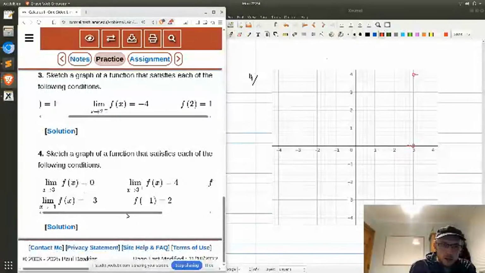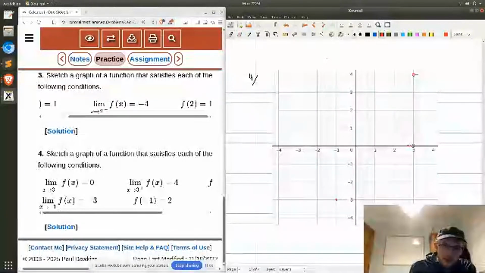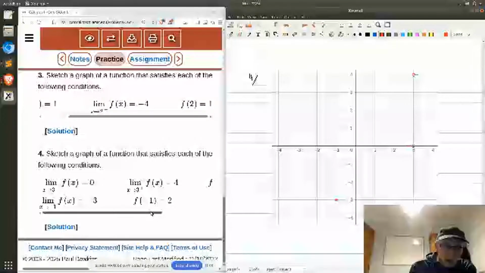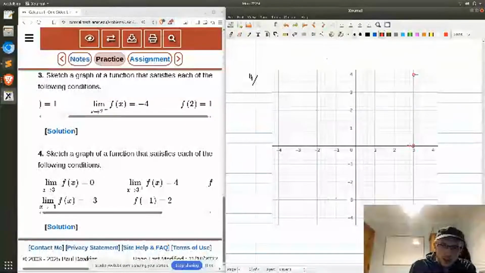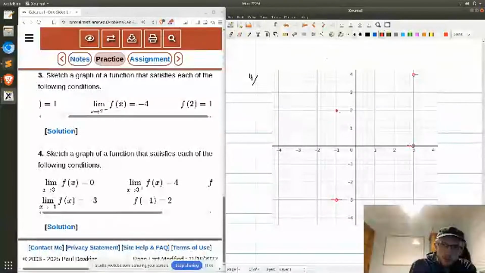Now, the limit as you approach -1. No, the limit at -1 is -3. Okay. And f of -1 itself is 2. So I should have done a hollow dot there. And like that. That would be good. Okay, and f of -1 itself is 2. There like that.